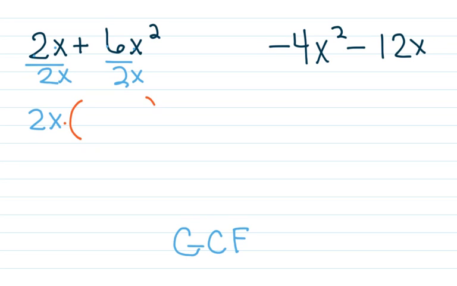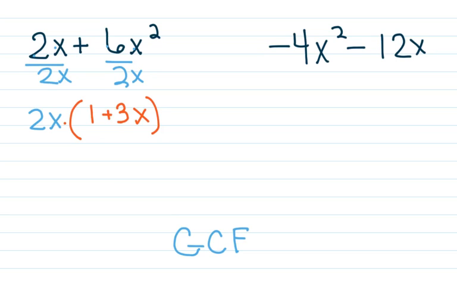And then in a set of parentheses, you write what you have left over after you divide by that greatest common factor. So when we have 2x divided by 2x, anything divided by itself is 1. Over here, we're going to have 6 divided by 2. That's a 3. The positive hasn't changed. And then if we had x squared and we divide by x, we still have 1x left over.